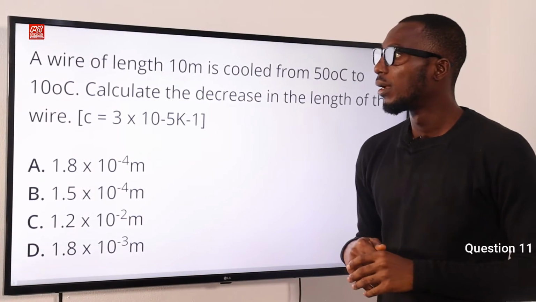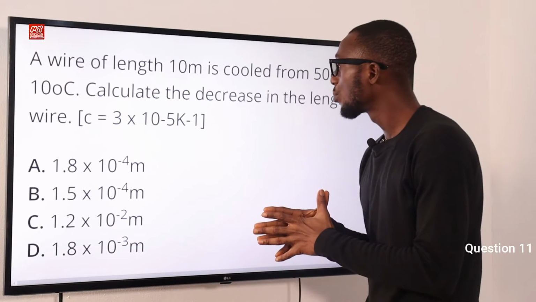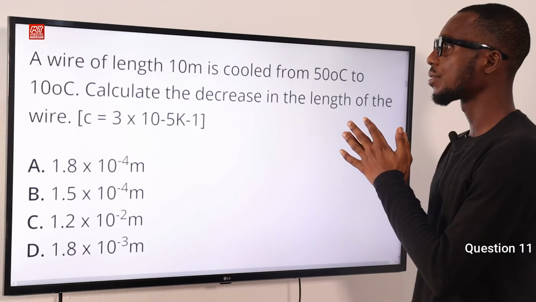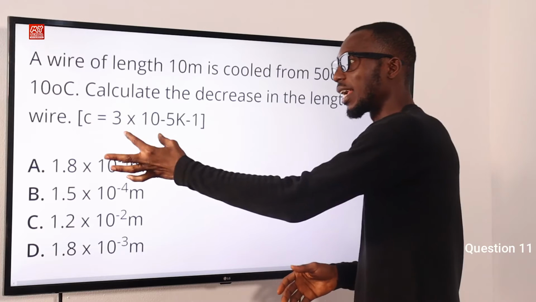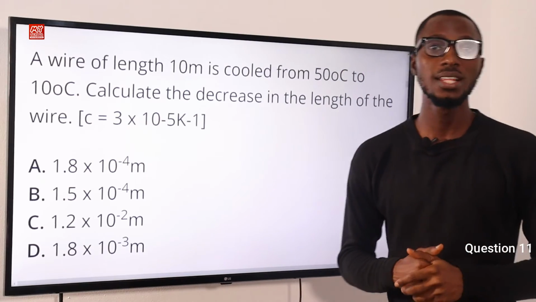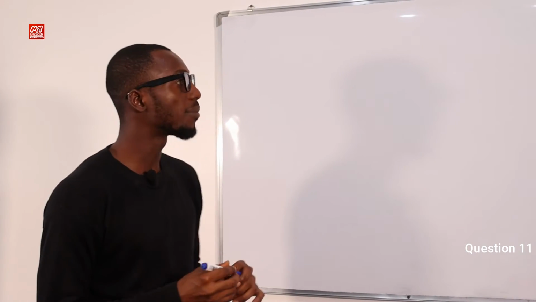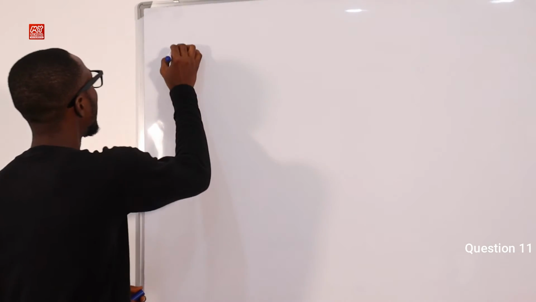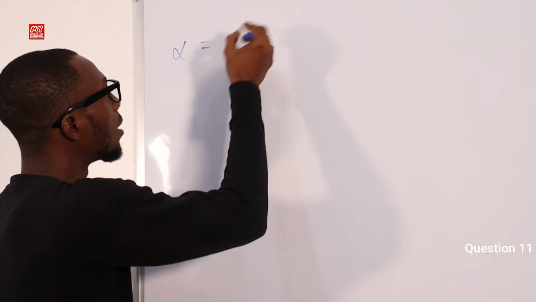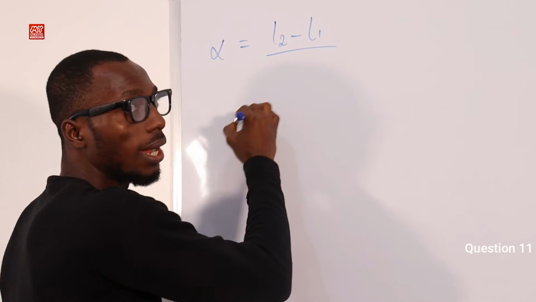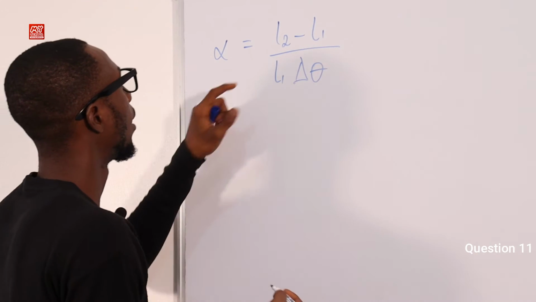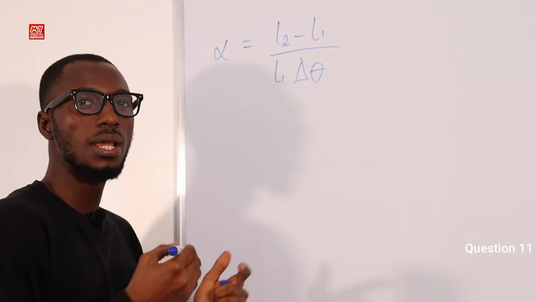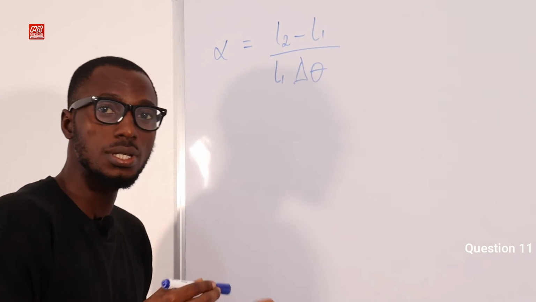Number 11, a wire of length 10 meters is cooled from 50 degrees Celsius to 10 degrees Celsius. Calculate the decrease in the length of the wire. This is taken as our linear expansivity. So you will recall that linear expansivity equals the increase in length over original length times change in temperature. Linear expansivity equals increase in length over original length times change in temperature. So we are asked to find what is the decrease in length, what is the change in length?